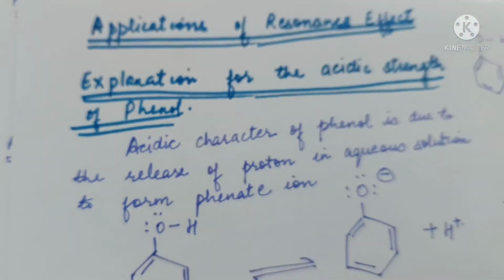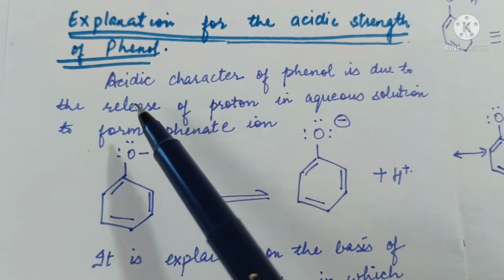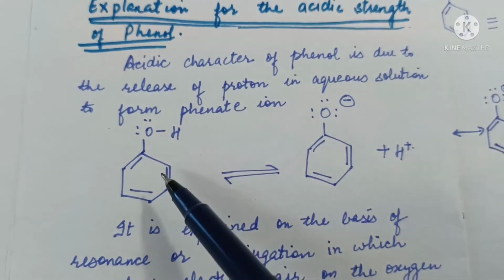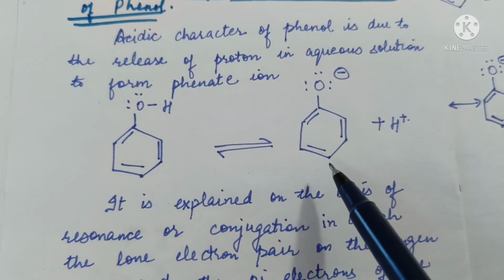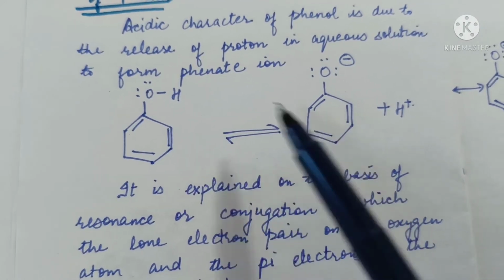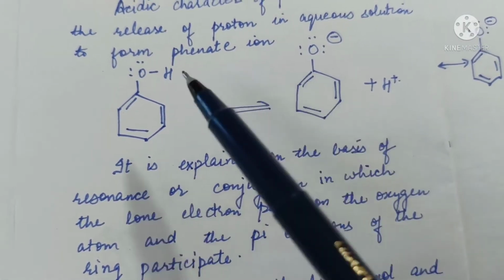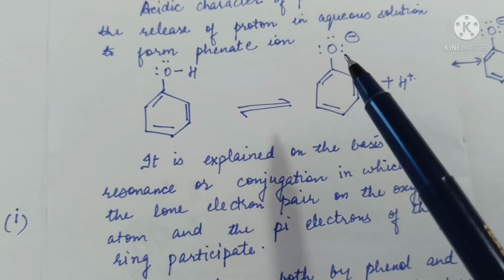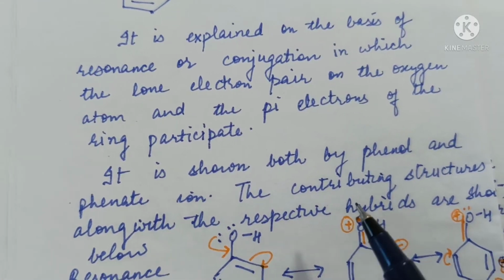Applications of resonance effect. We can explain the acidic strength of phenol. So phenol will give a proton to form phenoxide. Now we can prove from resonance that phenoxide is more stable than phenol. So thereby the reaction proceeds in the forward direction and a proton is released, making the phenol acidic in nature. So this can be explained on the basis of resonance.